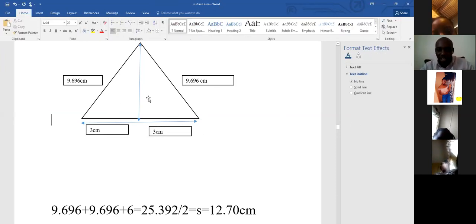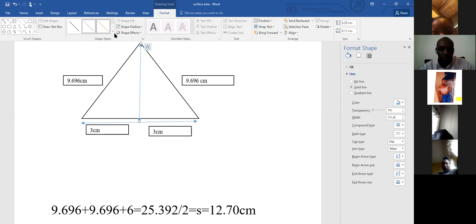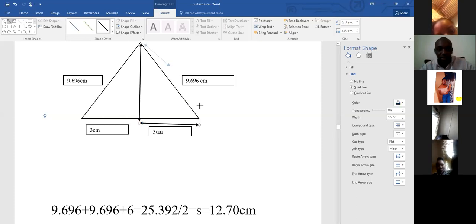So I can use Pythagoras theorem by assuming that this part here and this one, and this part here, they are forming a right-angled triangle. So I can use Pythagoras theorem by finding the height. This is the height that I want to find.